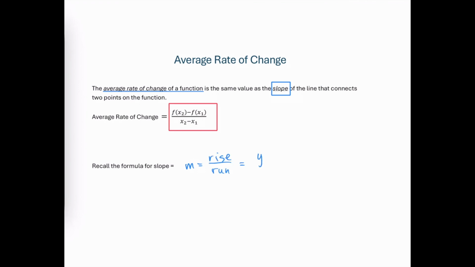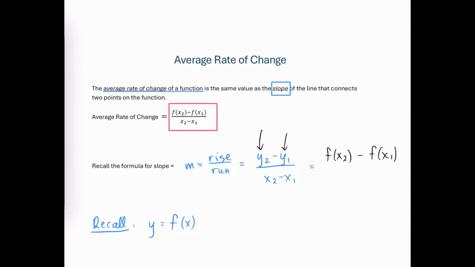And when we have two ordered pairs, we take the change in the y values and then divide that by the change in the x values. Well, when we have a function, let's also recall that a function has an output that is a y value. And so this slope formula can be rewritten substituting functional notation in for each of these y values. So this first y value is the output that is generated when we plug x sub 2 into the function, and the second y value is the output generated when we plug x sub 1 into the function.